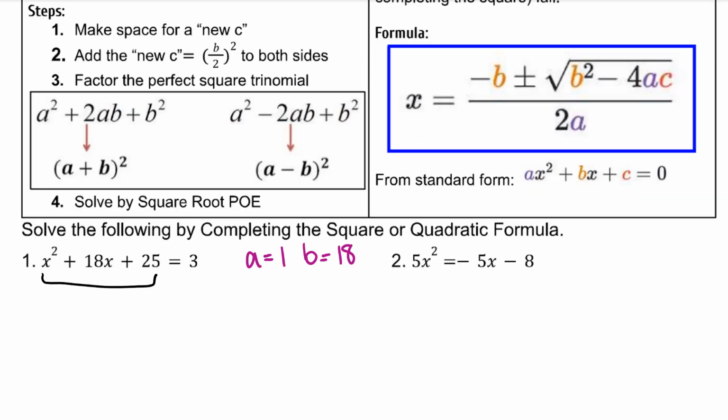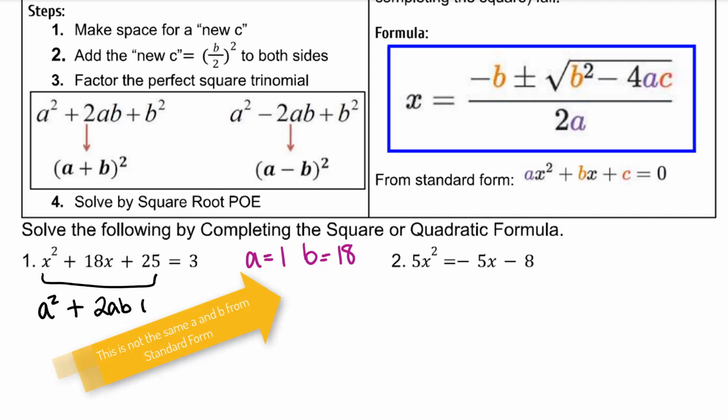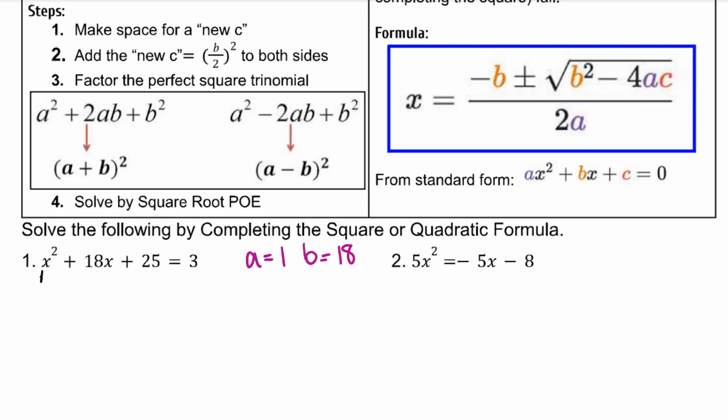X squared plus 18x plus 25 is not a perfect square trinomial because it does not follow the form a squared plus 2ab plus b squared. So I'm going to keep the x squared and the x term on the left side, but move all constants over to the right side.